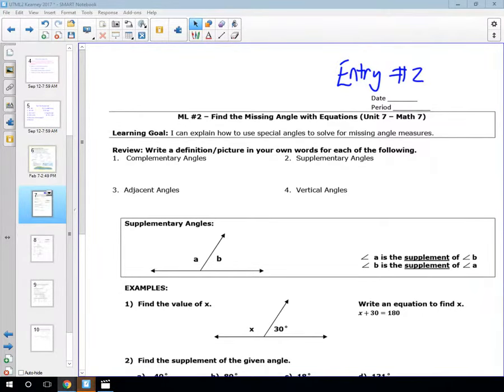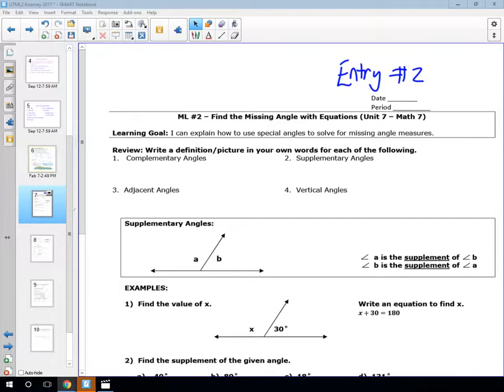Okay, so by the end of today, you should be able to explain how to use special angles to solve for missing angle measures. And luckily, you already did this on your homework from our last mini lesson. So this should be super simple. We're just going to take it to the next level a little bit.